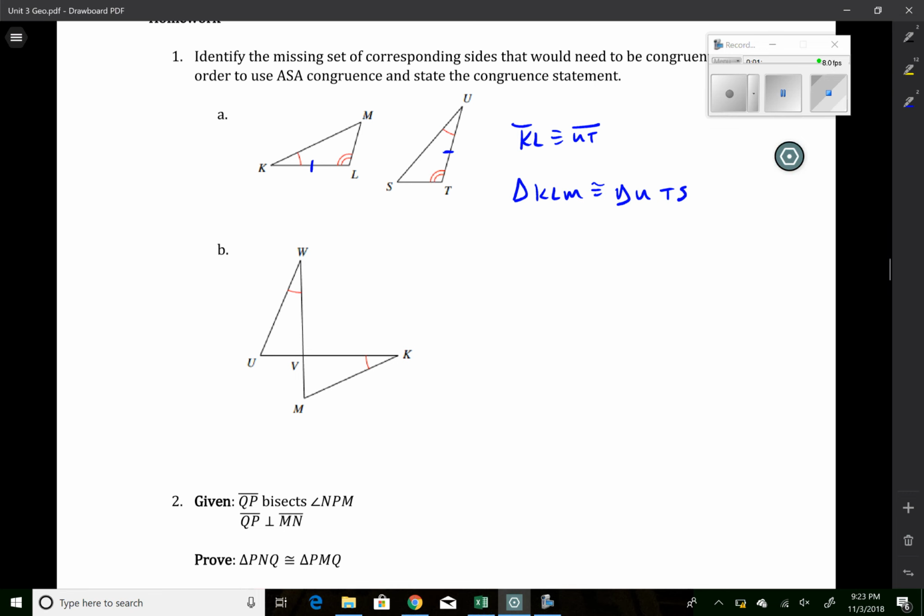In part B, notice only one set of angles is labeled, but there's actually 2 sets of angles that are congruent because at point V, we have vertical angles. Then, just like in A, I have to have a missing side as well. So then I can say WV would have to be congruent to VK, which would create triangle UVW being congruent to triangle MVK.